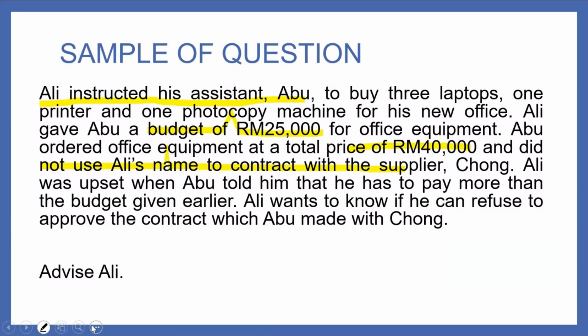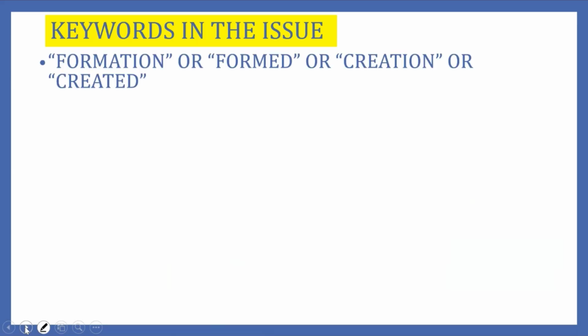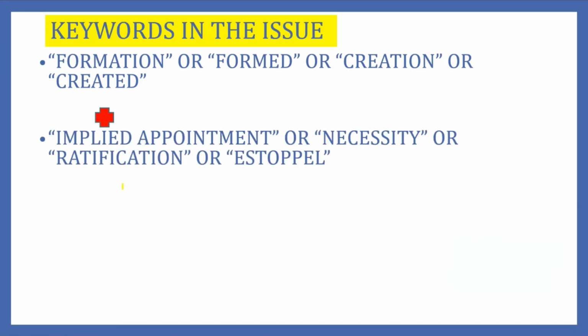So how do you answer the question? First and foremost, you must write your issue. In order to write a proper issue, there are certain keywords that should be in the issue. For example, the word formation, because this question is regarding formation of agency. So use the word formation or formed or creation or created. Apart from that, you must also have the method of how the agency is created.